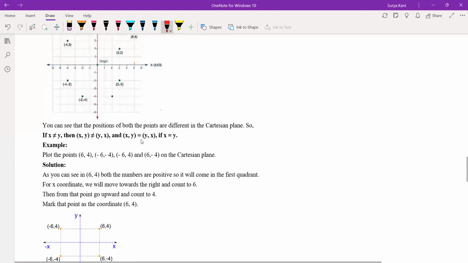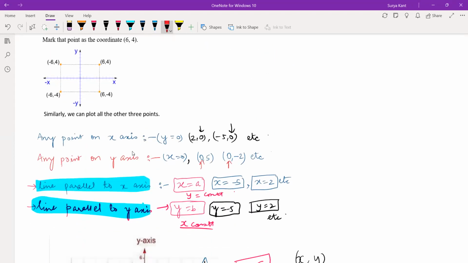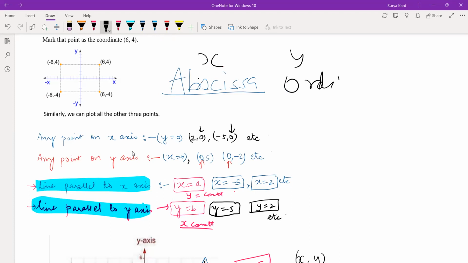Sir, how to pronounce that, abscissa? Abscissa. Okay. And again, you remember abscissa is your x-axis, and ordinate goes alphabetically. So x, y: A will come first, X will come first. O will come later, Y will come later. So x is abscissa, y is ordinate.